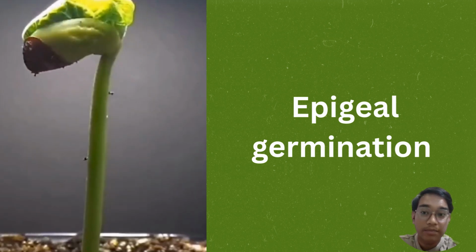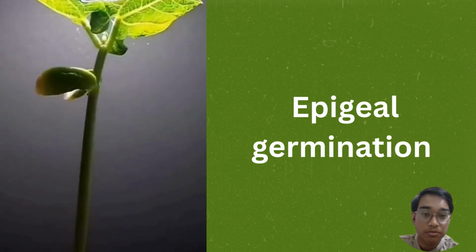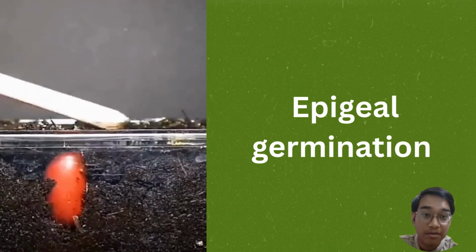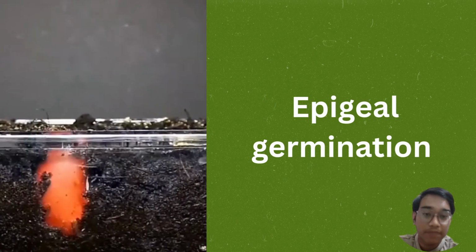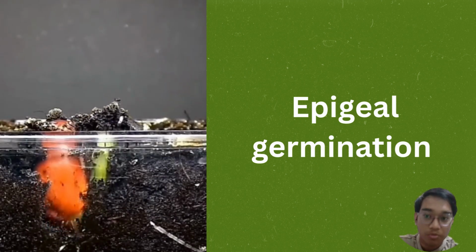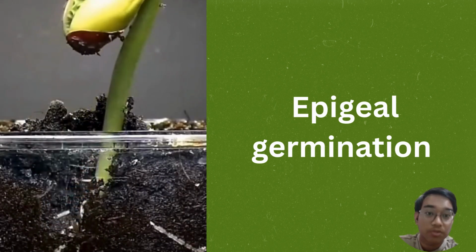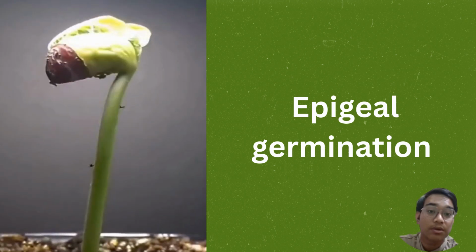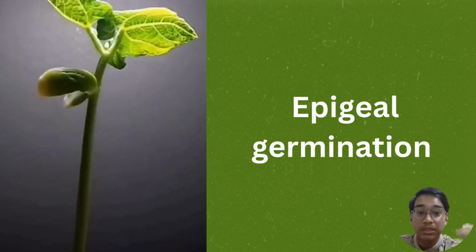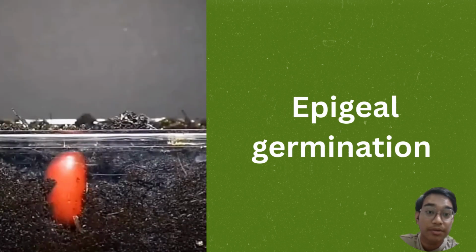The radicle emerges first and develops into the primary root, which is the first root for the seed and acts as an anchor for the young plant. After that, the hypocotyl starts to elongate, and this upward growth is what pulls the cotyledons above the soil surface. Once the cotyledons reach the light, they open up and usually turn green.